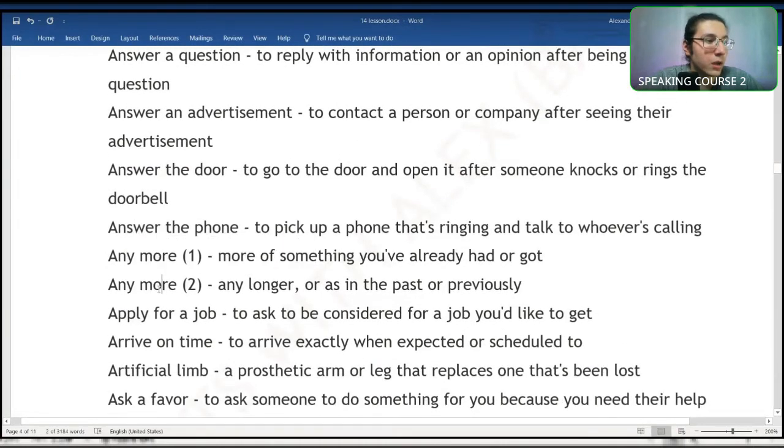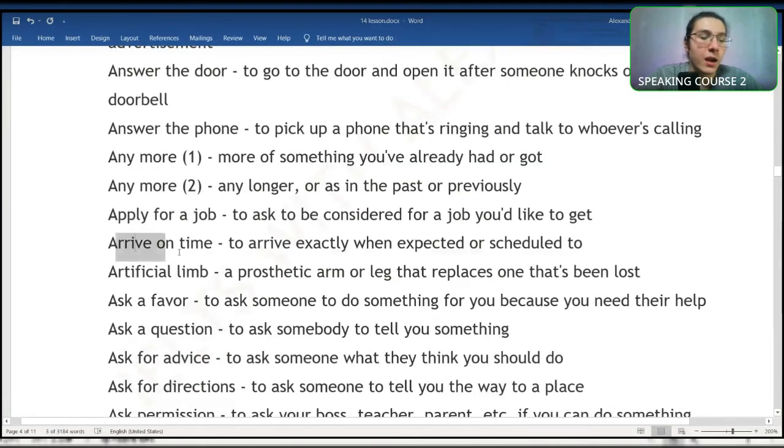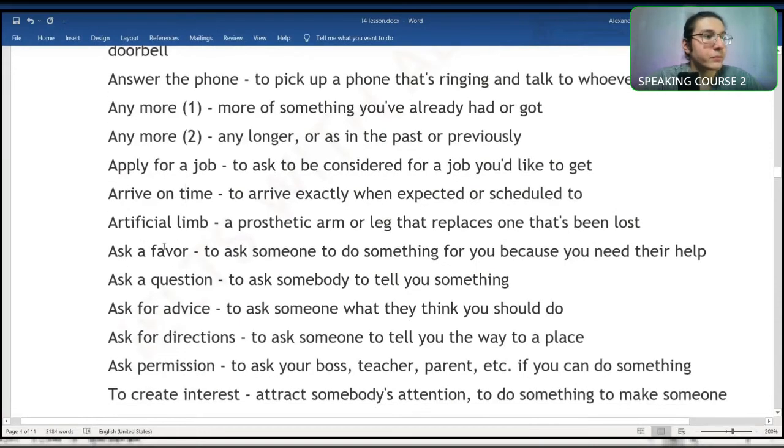Any more? Do you have any more of the food that you gave me yesterday? That is the first one, and the second one is: I cannot work anymore because I'm very tired. Apply for a job, that makes sense. Arrive on time. Whenever I make an appointment, I try my best to arrive on time, but that doesn't always happen.